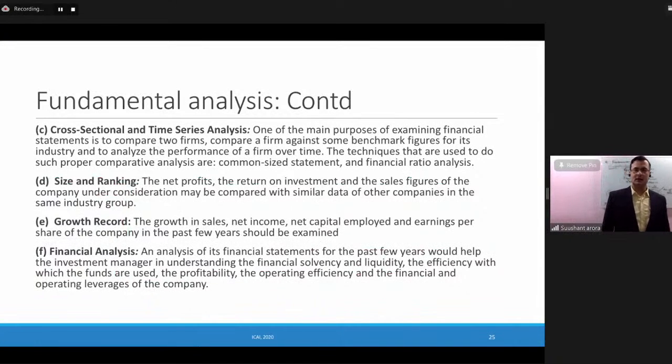Then comes the fourth point, that is called your size and ranking. The size and ranking is very simple. Again, you can match those sizes, the net profits, the return on investment, the sales figure, and compare them with the data of similar companies.